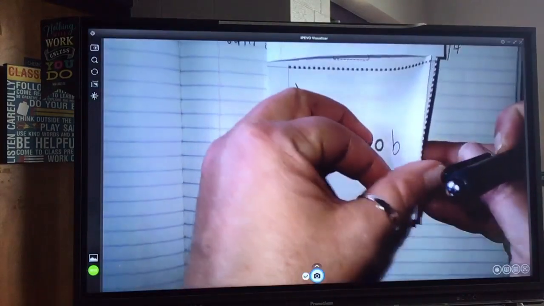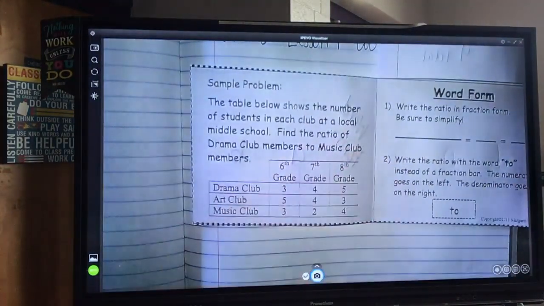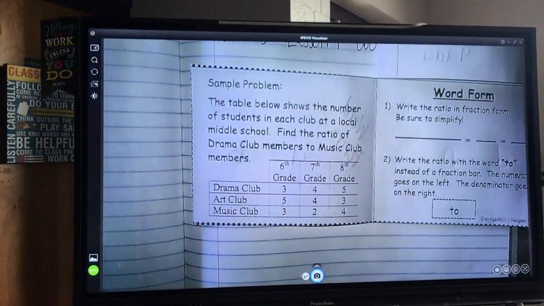Go ahead and open up your flap. So again, we're going to read through the question and then we're going to fill out the right side. It says the table below shows the number of students in each club at a local middle school. Find the ratio of drama club members to music club members. All right, so again, let's read it and we're going to annotate.